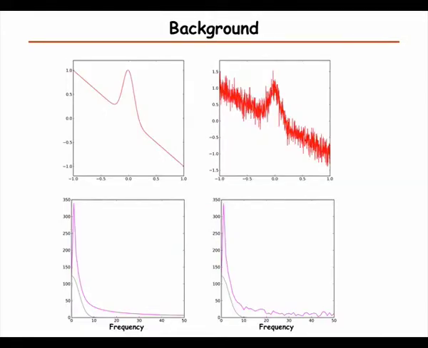Then we have cases like this, where we have a peak that sits on a slope. And this is the same one, but with added noise. What we see here is that this is a Gaussian peak. The gray here is the Gaussian without the slope.